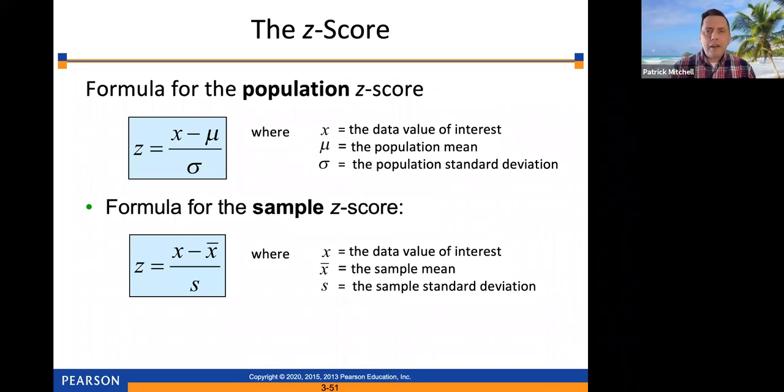So here's how you calculate z-score. The formula for the population z-score is z equals x minus mu, and then divide that difference by sigma. So x is the data value of interest, mu is the population mean, sigma is the population standard deviation, and then it's basically the same exact thing for a sample. Just use x bar instead of mu, use s instead of sigma.